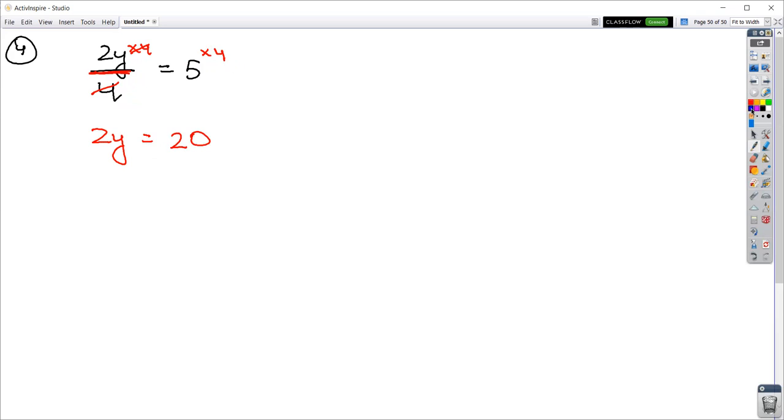Now we see that still we are not getting the y by itself. So 2 and y are multiplying each other. The inverse of that would be divide. So we divide by 2 on both the sides and we'll be getting y equals half of 20 is 10, and that would be the value of y.